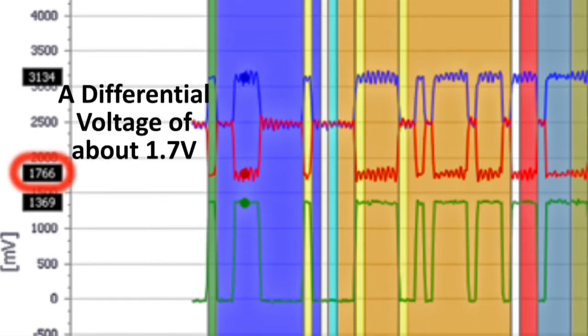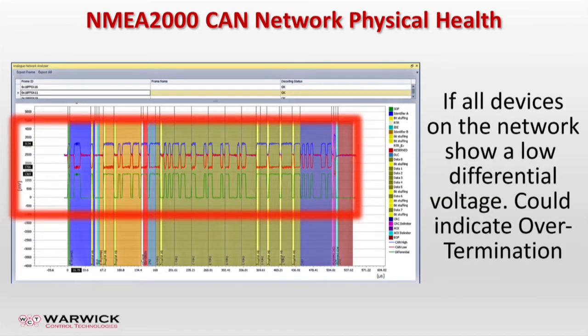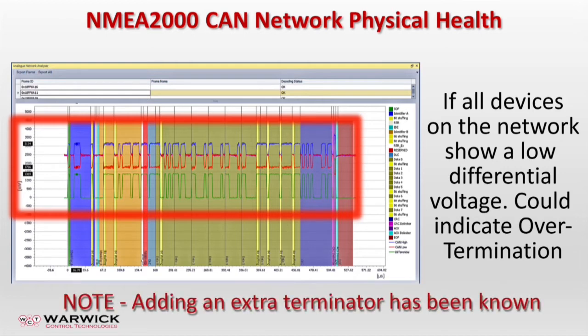Here we see a waveform with a differential voltage of about 1.7 volts. With this network, all the messages had a differential voltage significantly below 2 volts. This could indicate the network is over-terminated and can be checked with a multimeter when the network can be isolated from the power supply. Some marine installers who do not properly understand NMEA2000 have been known to add additional resistors.